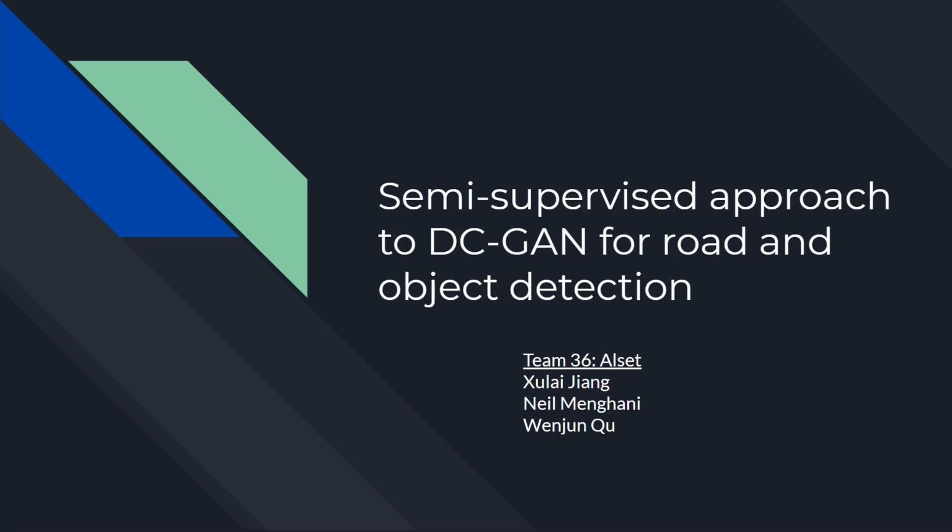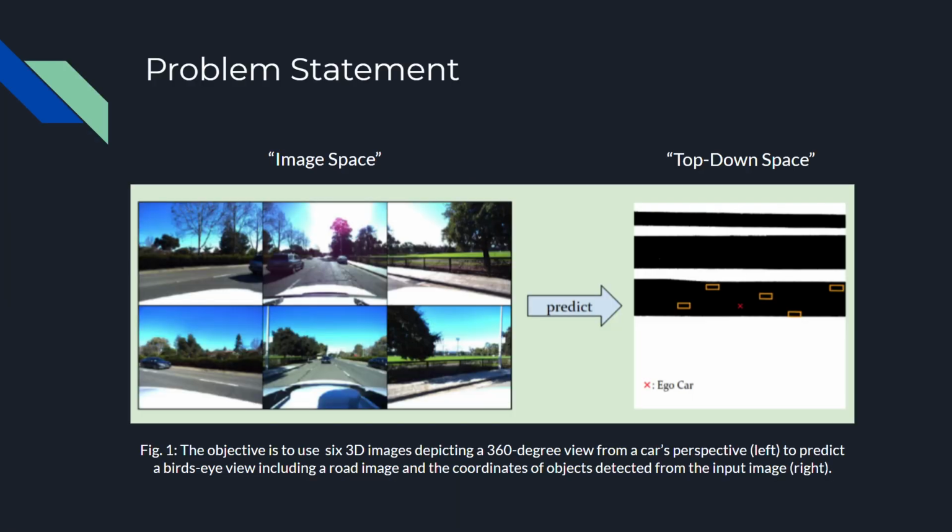Hi everyone. Today we will present our semi-supervised approach to training a deep convolutional GAN for roadmap and object detection. Our goal is to learn a mapping from the image space to the top-down space. The input consists of 6 images, forming a 360-degree view from a car's perspective, and the desired output is twofold: the roadmap layout and detected object.